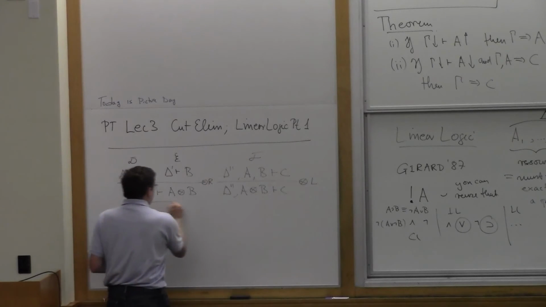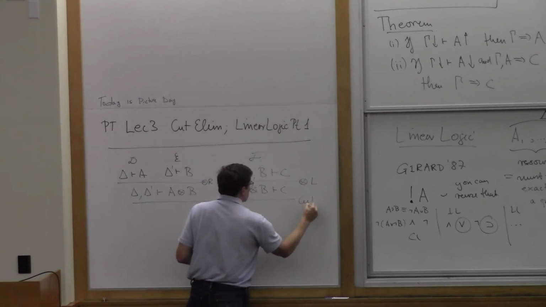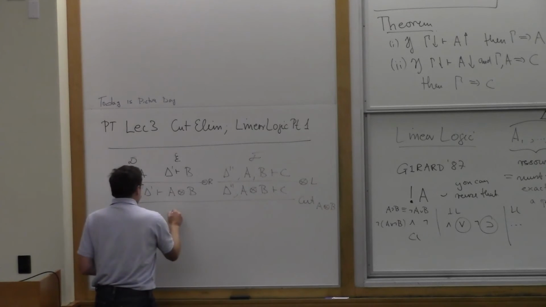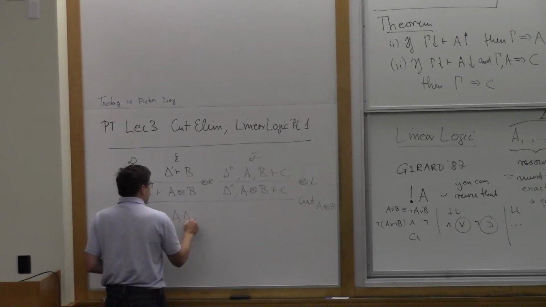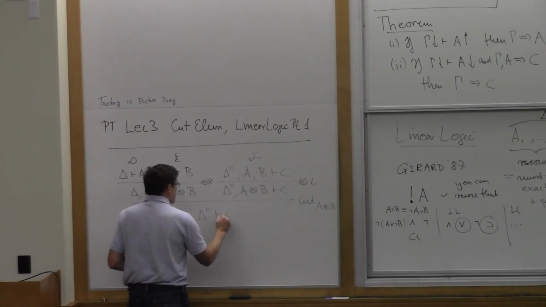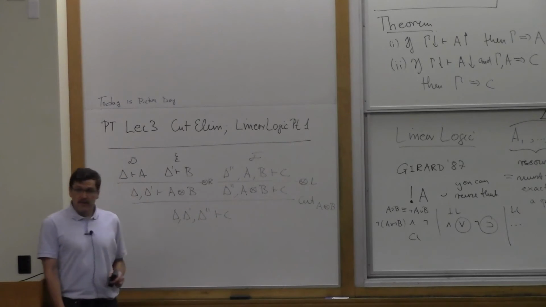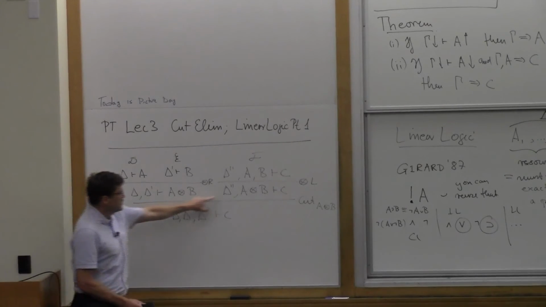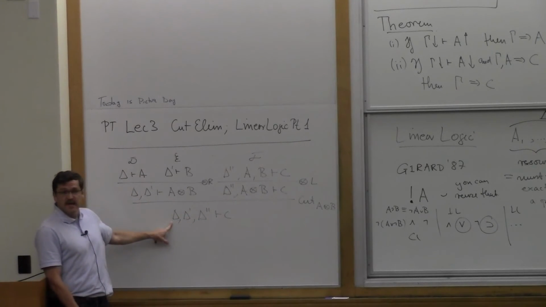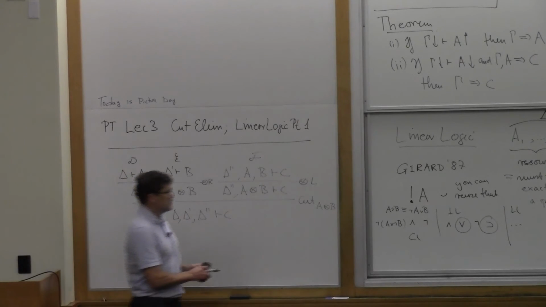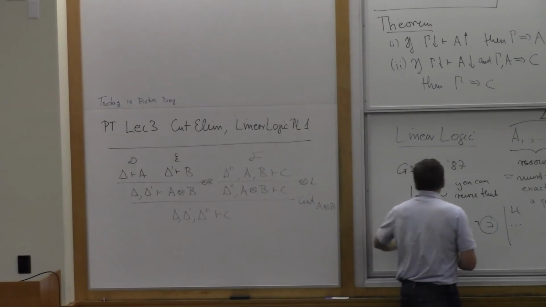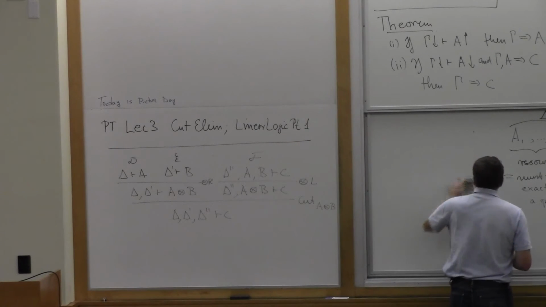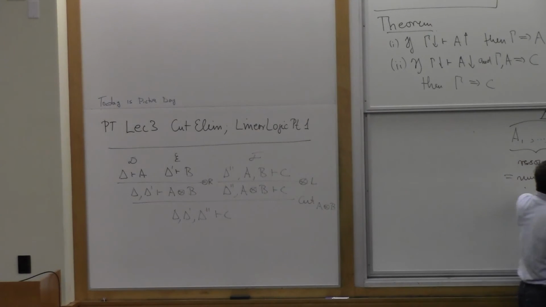And now I have a cut here, and the cut is of the formula A tensor B, and I end up with delta together with delta prime together with delta double prime prove C. Okay? And so the test I want to apply is, can I reduce this proof so that I don't need to introduce a tensor but still come up with the same conclusion here? Okay? So the question is, can I apply cut on smaller formulas to get the same conclusion, and that would justify the conclusion?